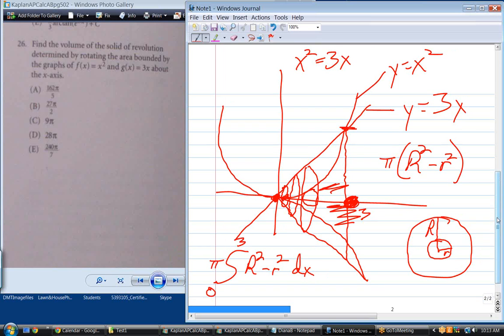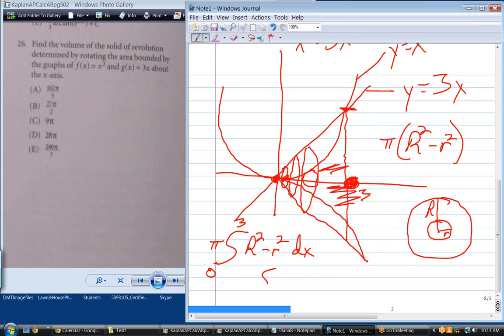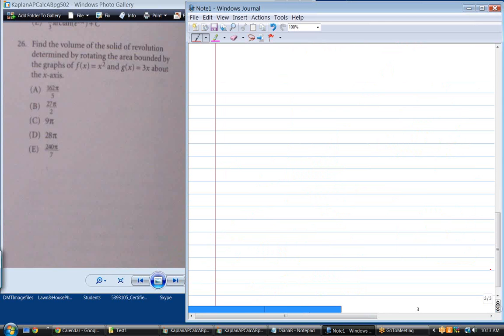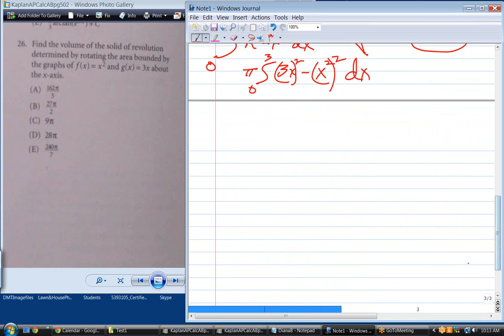And it's going to look like this. The integral from 0 to 3, and big R is 3x, so it's the quantity 3x squared minus x squared squared, because that's the second function. That's little r, x squared. And then the whole thing is dx. And now you can see that the problem becomes pretty easy. In other words, that's an easy integral to do.